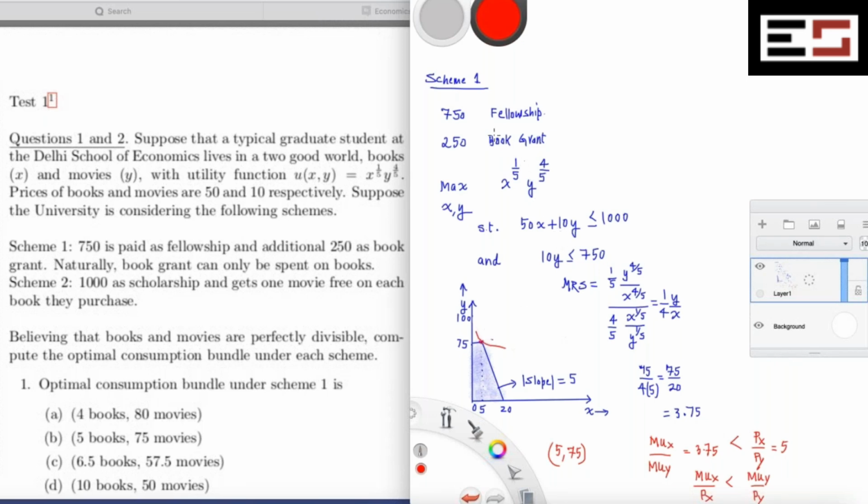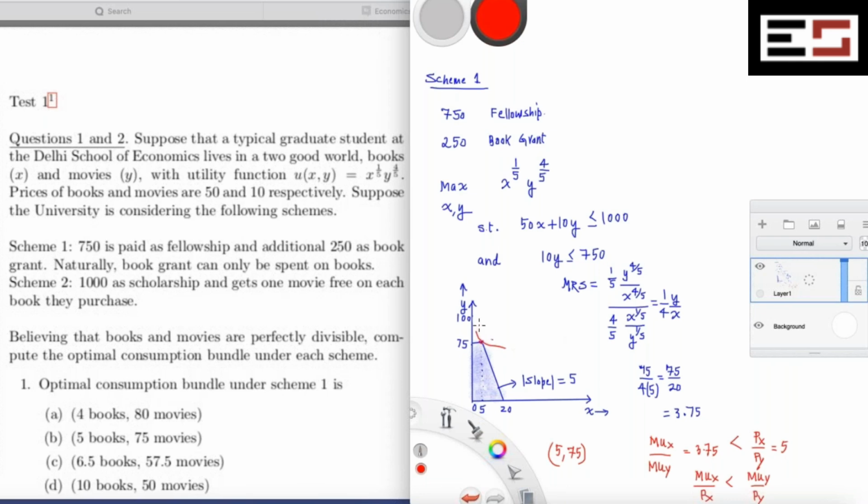The reason is that this 250 is for the book grant. So you have already spent 750 on movies over here, and you would still want to move your money from books to movies, but you cannot do that. The reason is that this 250 is for the books. You cannot spend part of this money on movies, right? I mean, that's not possible. So you will stop here.